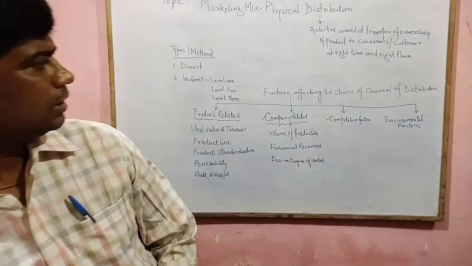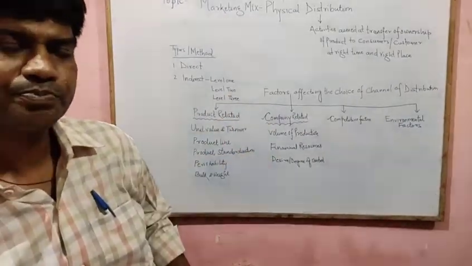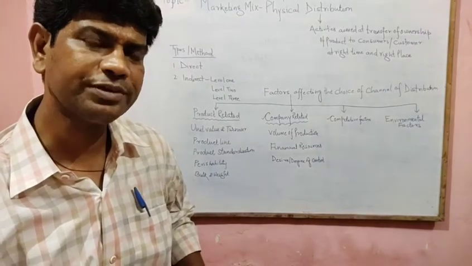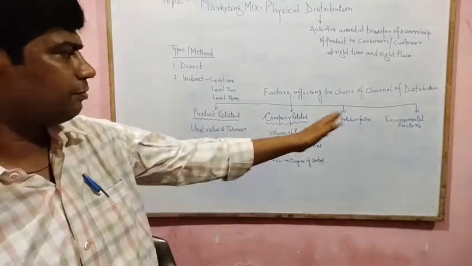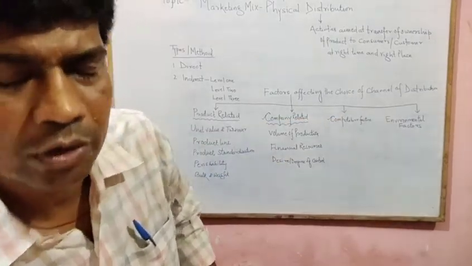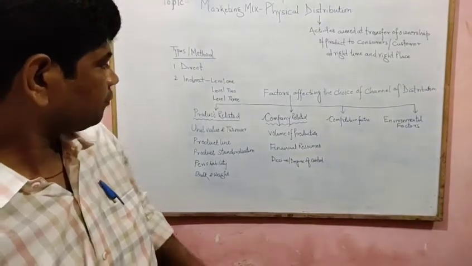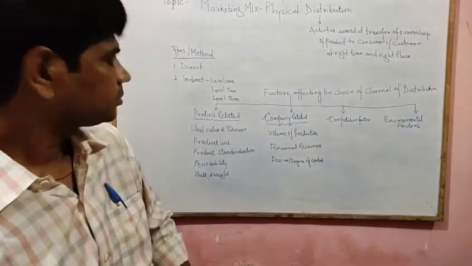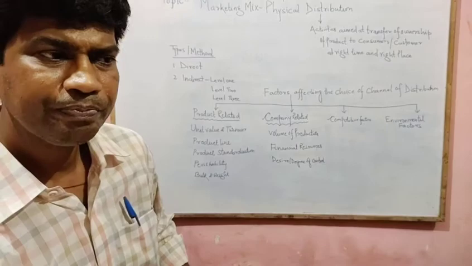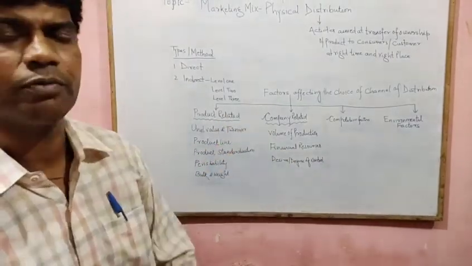So the factors which affect the choice of a channel can be categorized over here. There are 5 factors. Market factors are not written over there, but we will discuss that. So first, product related factors. How do product related factors affect the choice? The first one is unit value and turnover.